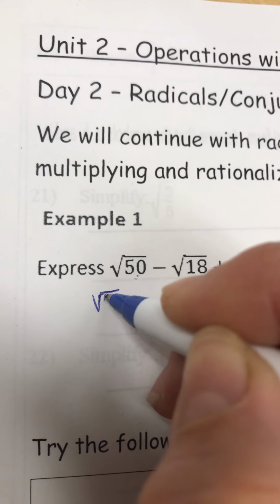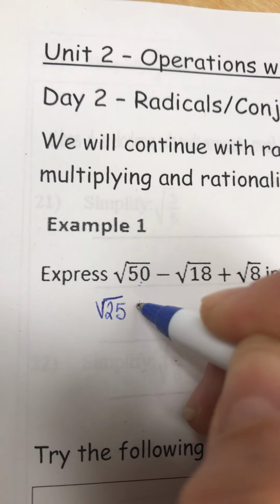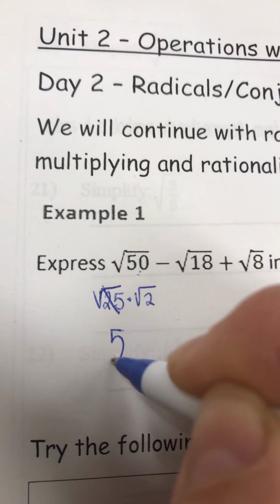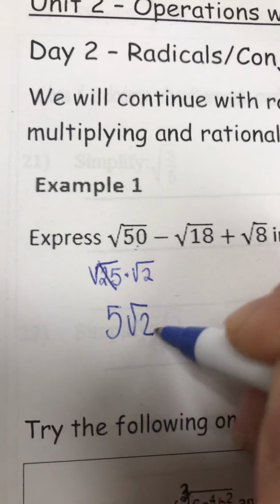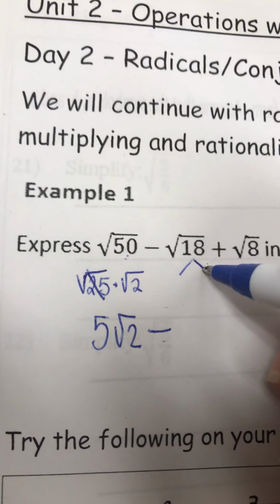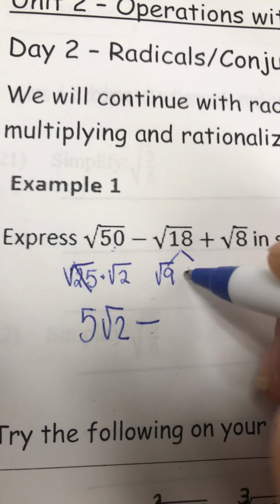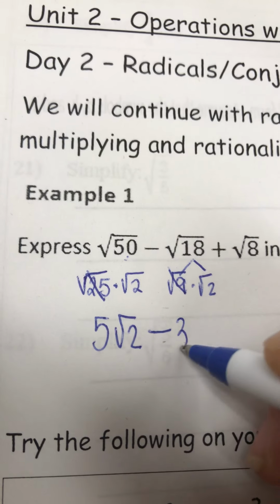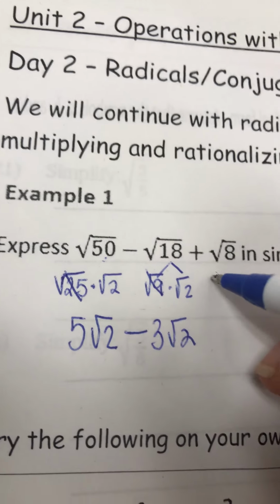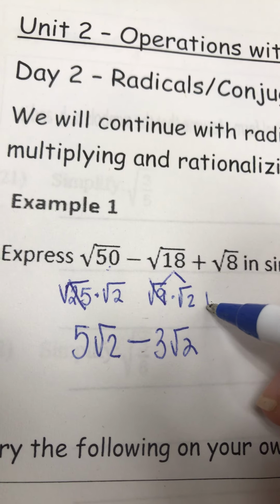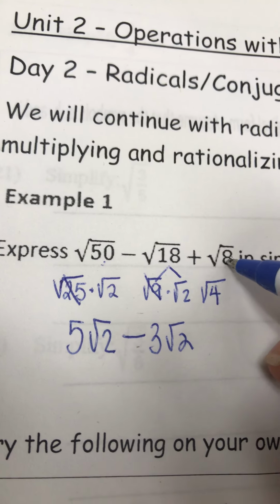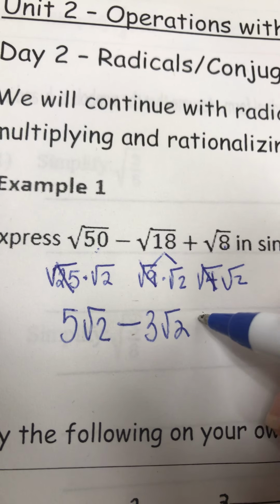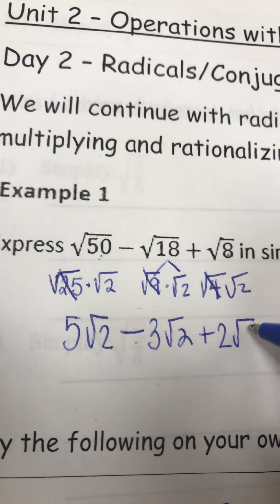The perfect square in 50 is 25. It's 25 times 2, and the square root of 25 is 5. So that is equal to 5 rad 2 minus this. The perfect square is 9 times 2, so that is 3 rad 2. And then this is rad 4 times 2 for 8, the perfect square, so 2 rad 2.